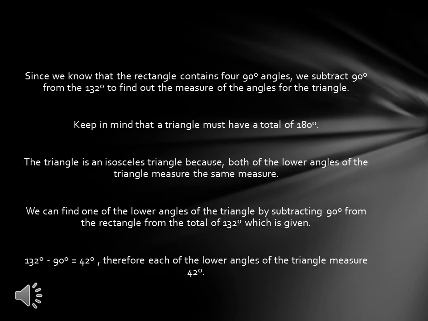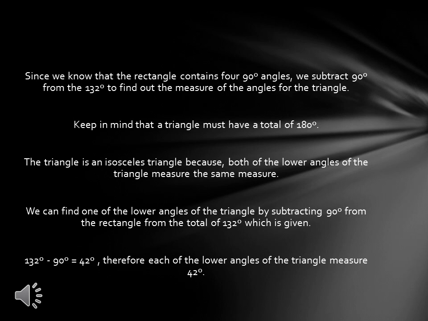Since we know the rectangle contains four 90-degree angles, we subtract 90 degrees from 132 degrees to find the measure of the angles for the triangle. Keep in mind the triangle must have a total of 180 degrees. The triangle is an isosceles triangle because both of its lower angles have the same measure.